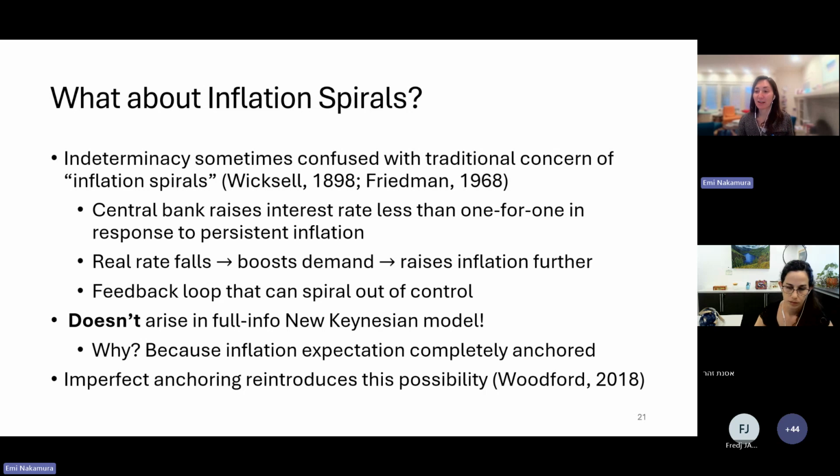So I think this is an important deficit that we would argue is much more important than the local indeterminacy problem. Imperfect credibility often isn't included in the standard models that central banks use, and inflation expectations are typically assumed to be completely anchored. And this is really what rules out inflation spirals, not the Taylor principle. So in this finite planning horizon model of Woodford in 2018, one of the things he introduces is imperfect anchoring of inflation expectations as a way of reintroducing the inflation spiral idea.